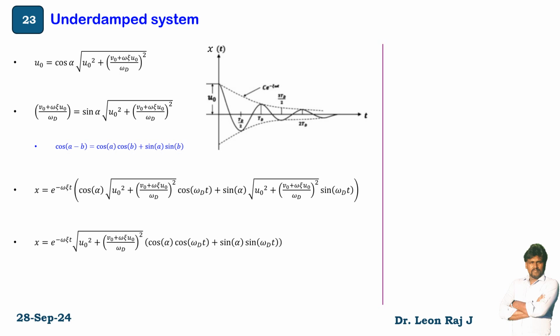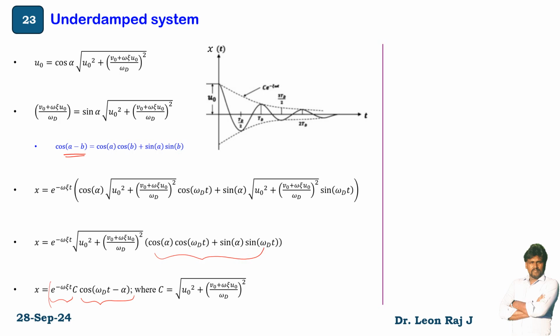times the square root of U0 square plus ((V0 plus omega psi U0) divided by omega d) whole square, times cos alpha cos omega d t plus sin alpha sin omega d t. So this whole term can be rewritten as cos(omega d t minus alpha). This is the simple mathematical formula we have used here. So your C value is equal to the square root of U0 square plus ((V0 plus omega psi U0) divided by omega d) square. So this is your response.